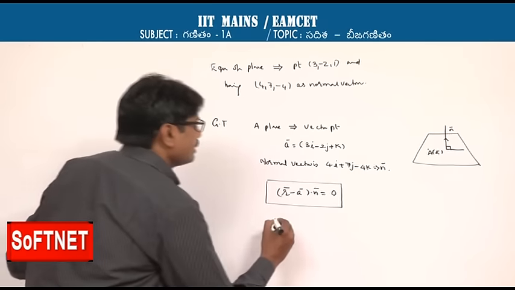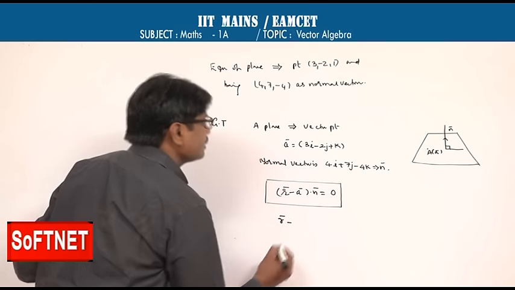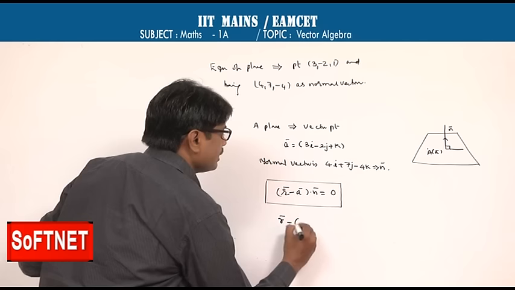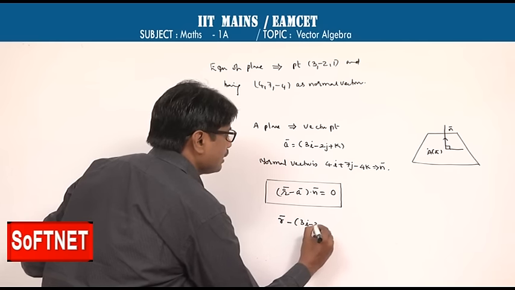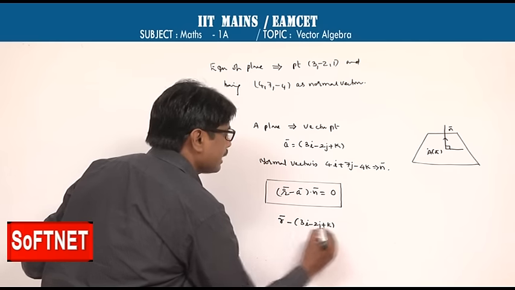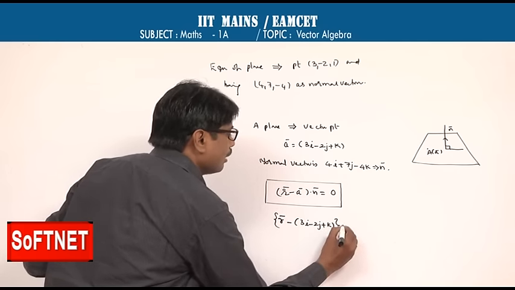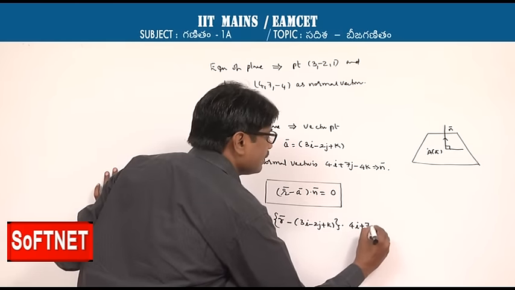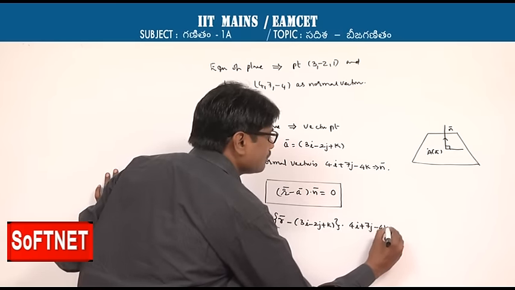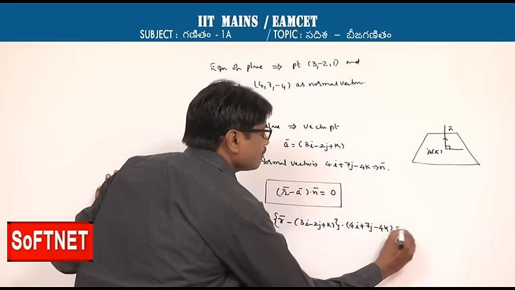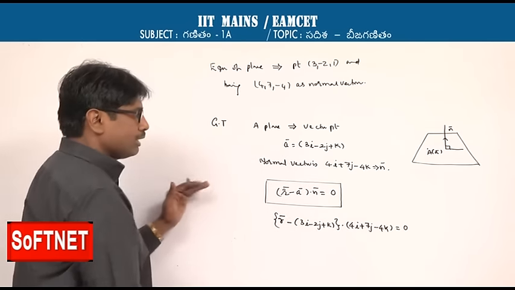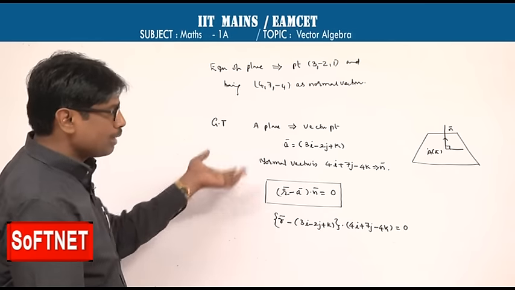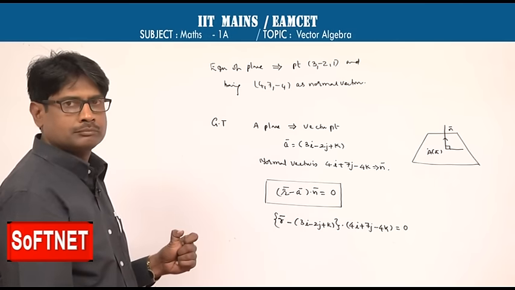Therefore it is (r bar minus a bar), where a bar is 3i bar minus 2j bar plus k bar, dot n bar. The normal vector is 4i bar plus 7j bar minus 4k bar, is equal to 0. This is the vector equation of the plane passing through a bar and perpendicular to n bar.